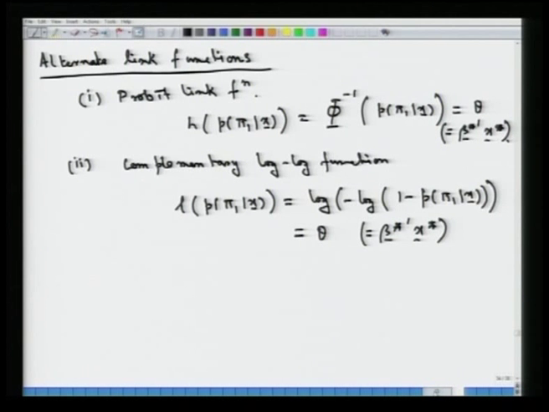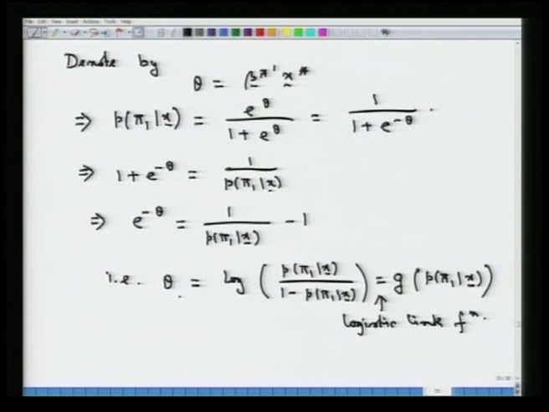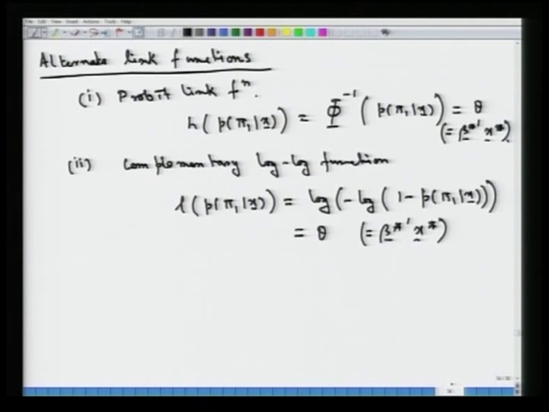In the case of logistic discrimination, the functional link between p(π1 | x) and theta is given by this expression, which is the logistic link. This is the probit link, and this is the complementary log-log link.